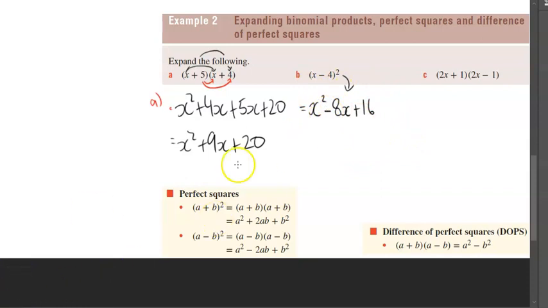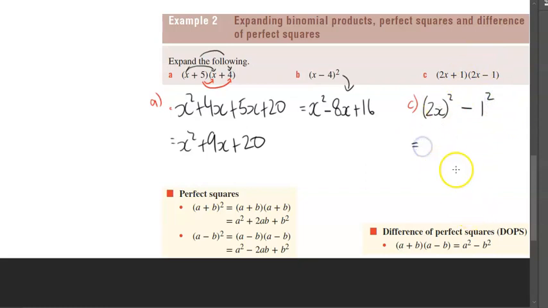Alright, question C, which is the last one. 2x plus 1 multiplied by 2x minus 1, both of them in a set of brackets. This right here is the difference of perfect squares. We've got a and b that have been added, like here, and a and b that have been subtracted, like here. So what we end up getting is whatever a is, all squared, so 2x all squared, and this is being subtracted, or b squared is being subtracted from it, so 1 squared.